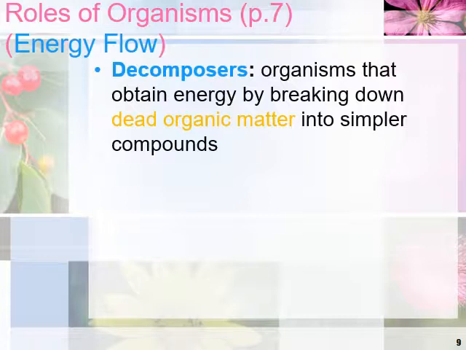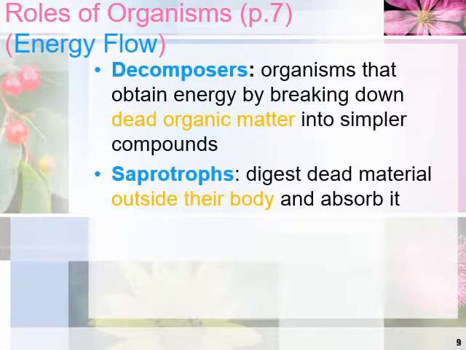So if we're really going to get rid of this dead material and make sure that it gets recycled back into our system, we need our decomposers to help take dead material and waste material and break it down again into smaller compounds in order for it to be reused by plants, by the producers, for example. So we've got decomposers, and we can put them into two different categories. We could talk about them as saprotrophs, and we could talk about them as detritivores.